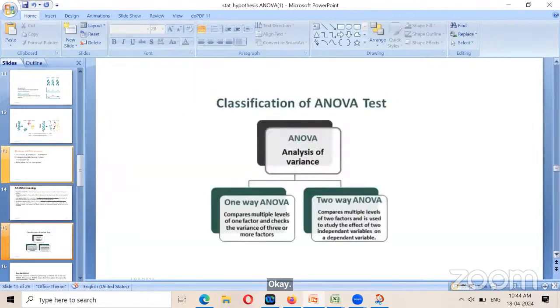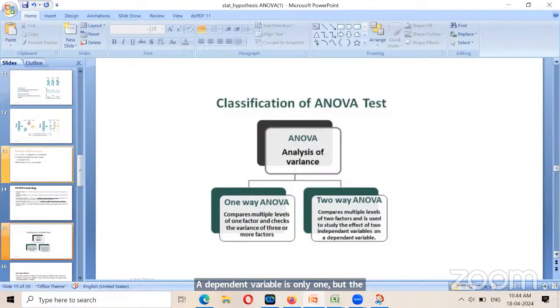So basically ANOVA is conducted in two ways. That is one-way ANOVA and two-way ANOVA. The difference is very simple. In one-way ANOVA, we consider only one independent variable and one dependent variable. Both the variables are one, one. That is simple, the one-way ANOVA. In two-way ANOVA, the dependent variable is only one, but the independent variables are two.